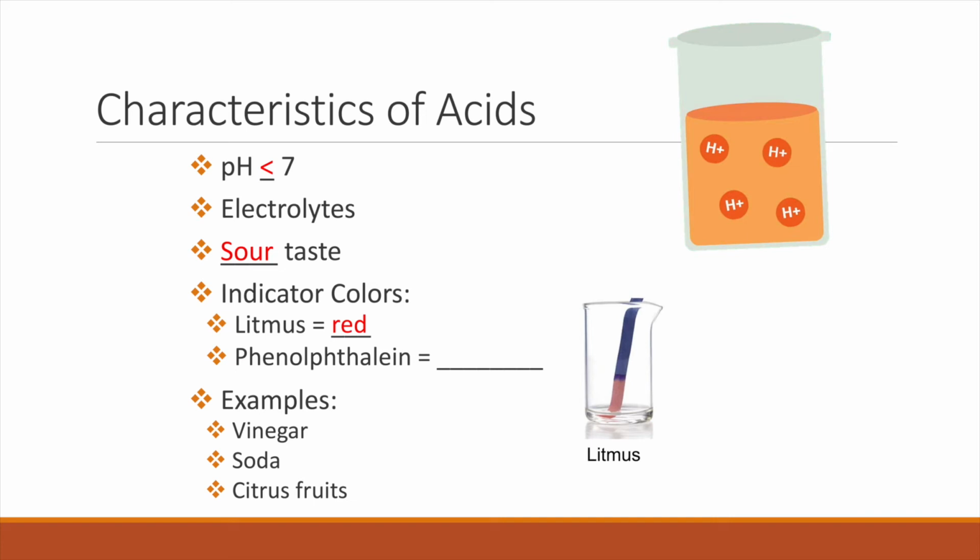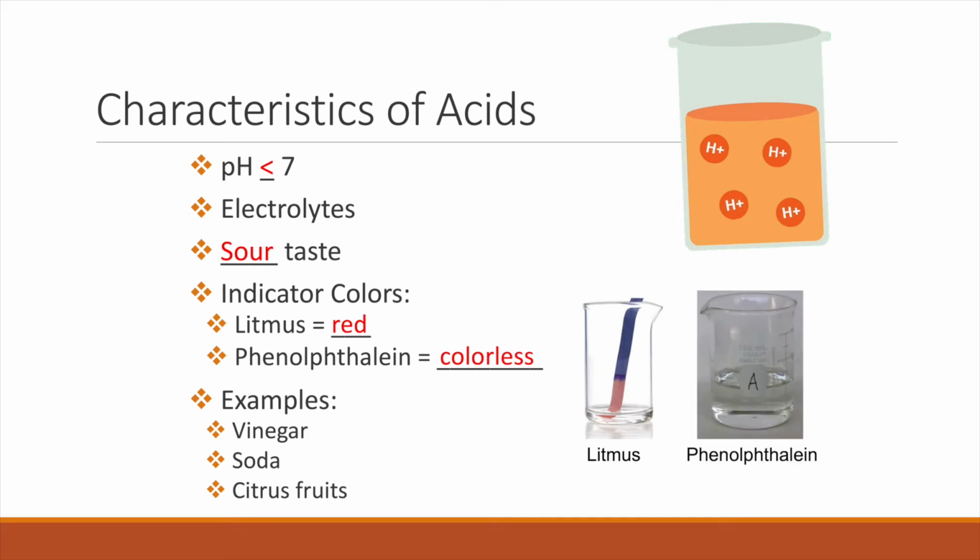Now, for an acid, phenolphthalein is colorless. Right? Notice I did not say clear. I said colorless. It happens to also be clear. So here is an acid that has some phenolphthalein indicator in it. Notice it looks like any other solution that we really deal with. It's colorless, clear. There's really no change. It's going to be different for a base though.